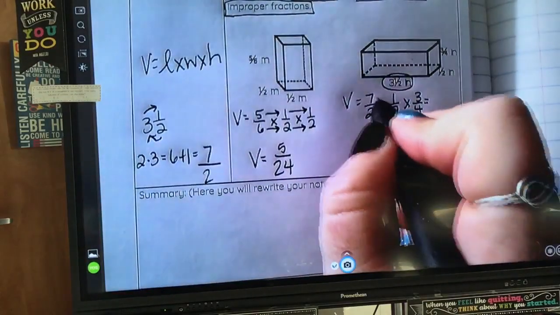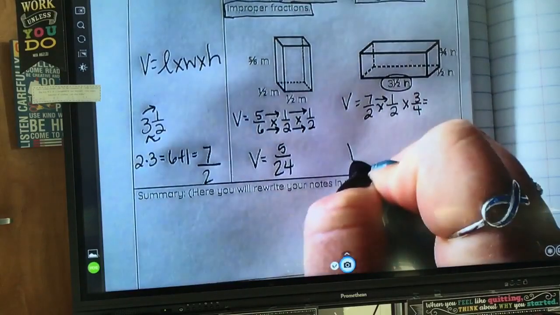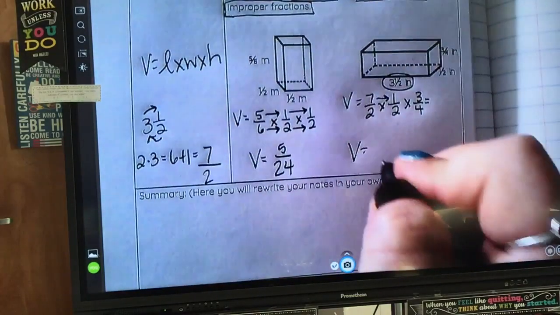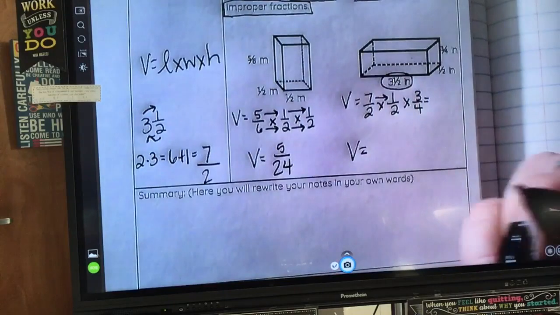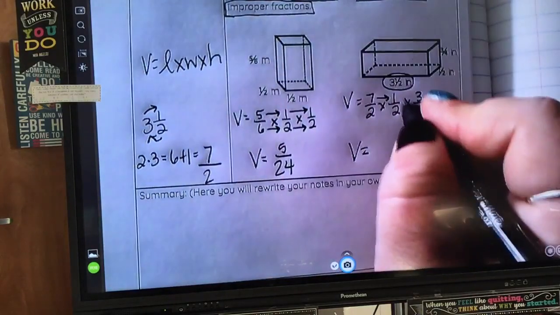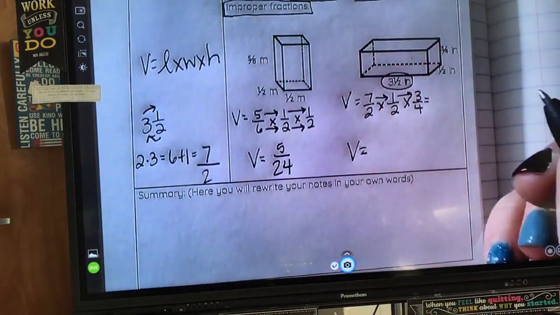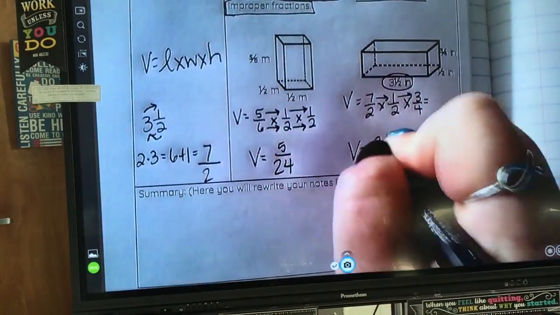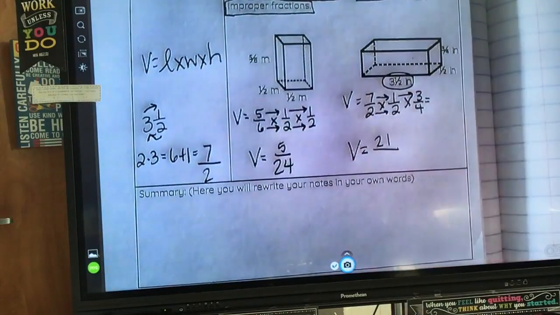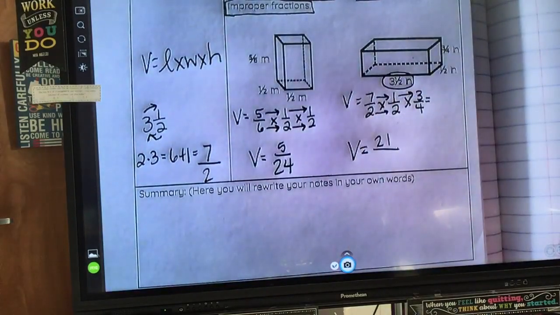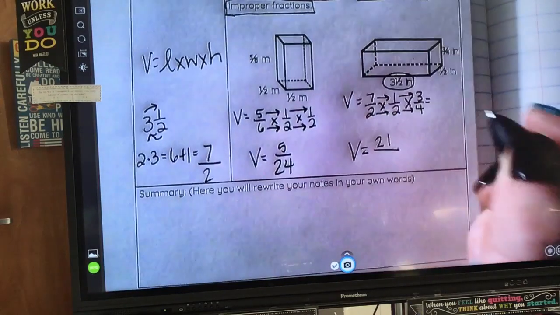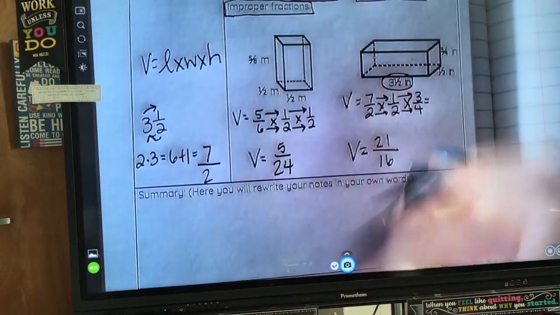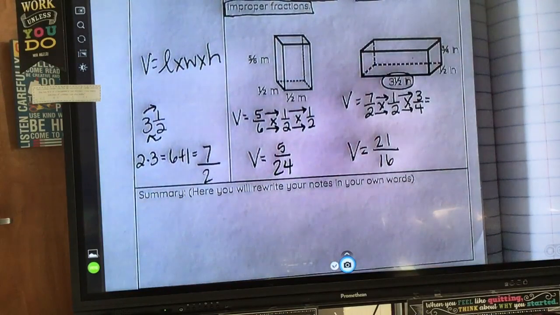Alright, so multiplying straight across. What's 7 times 1? Kashana? 7. Times 3? 21. Alright, what is 2 times 2? 4. And 4 times 4? 16. Now, sometimes you can leave your answer as 21/16 or an improper fraction, depending on what your answers are. In this case, we are not going to.